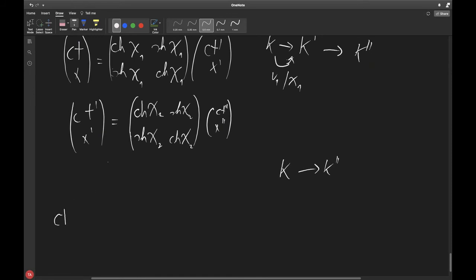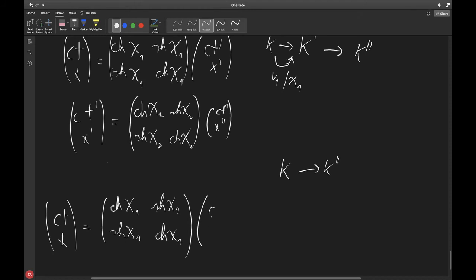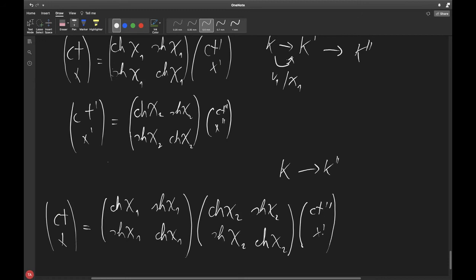after each other. So the ct, x vector can be calculated as doing one of the transformations, ch chi 1, sh chi 1, sh chi 1, ch chi 1, times the other transformation, ch chi 2, sh chi 2, sh chi 2, ch chi 2, and we apply that to the ct prime and x prime. This is supposed to be prime prime here.